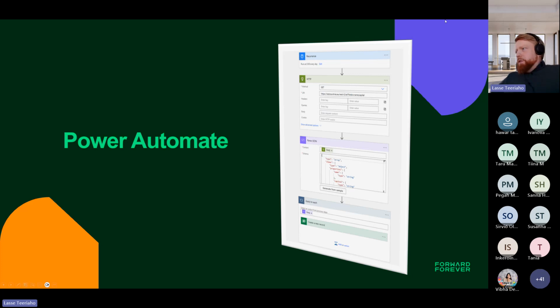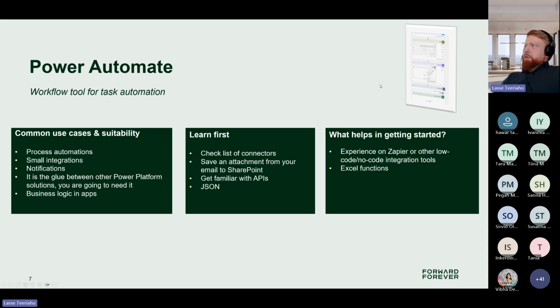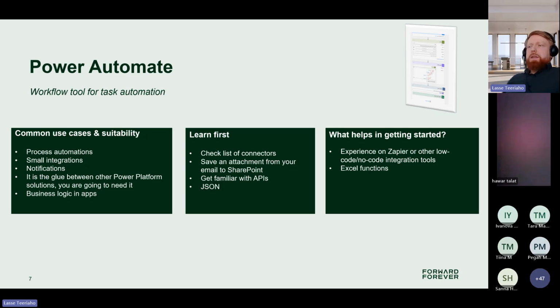Power Automate, you see here a screenshot of how it looks. And I'm going to demo it in closer detail soon. But as mentioned, and as the name says, it's for automations. You can build process automations with it. You can build small integrations between systems with Power Automate, and also quite often when you are building apps, you are also sending some kind of notifications with Power Automate. A lot of the business logic happens actually in Power Automate when you start building apps with canvas apps or model-driven apps. So it also takes care of the business logic.